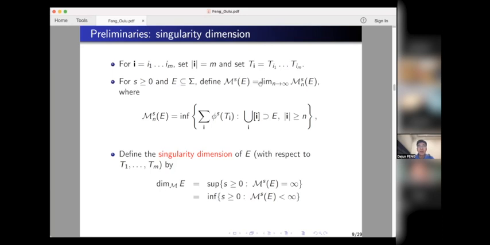So then we still need the notion of the singularity dimension. Using the singular value function, we can define a net measure M^s, which is defined in a way similar to the definition of the s-dimensional Hausdorff measure. So instead of the diameter to the s power, we replace it with the singularity function phi^s. Then the singularity dimension of a subset E of a symbolic space is defined as the supremum of s greater than or equal to zero where M^s(E) equals infinity. Also, it's equal to the infimum of s such that M^s(E) is less than infinity.